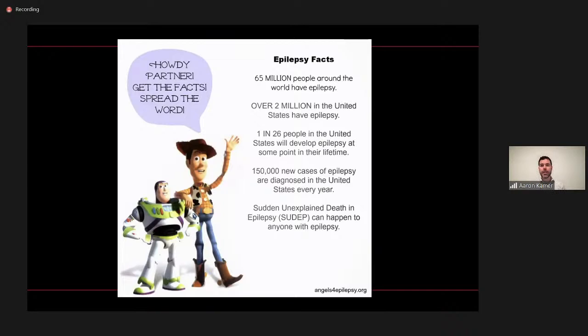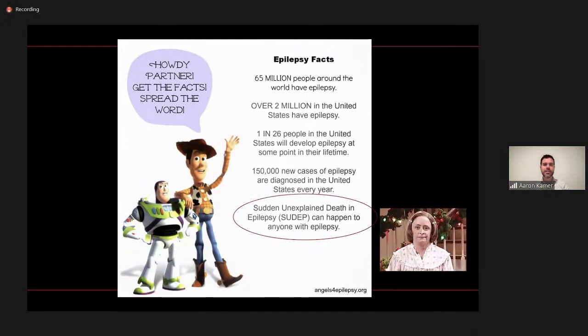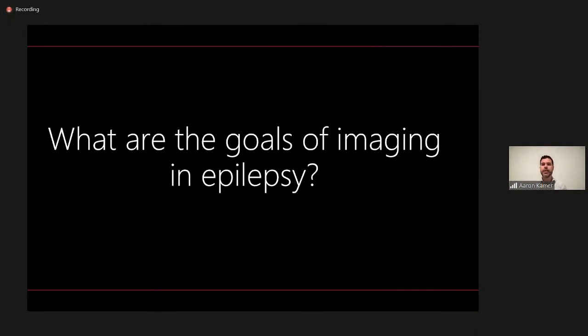As far as the significance of epilepsy, here are several factoids about the disease. One thing that amused me about this image that I came across online is that we've got such cheerful characters introducing something as tragic as sudden unexpected death in epilepsy, which can definitely happen and is one of the biggest concerns for our neurologists as they take care of patients with epilepsy. We don't want these to be high mortality patients. All right, so let's talk about some of our goals in imaging in epilepsy.